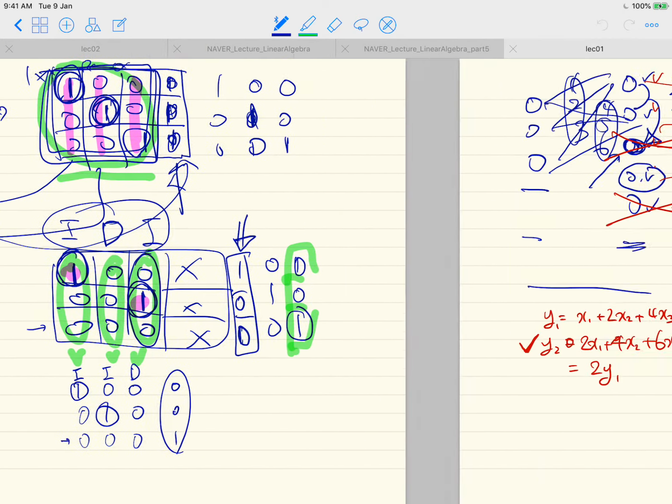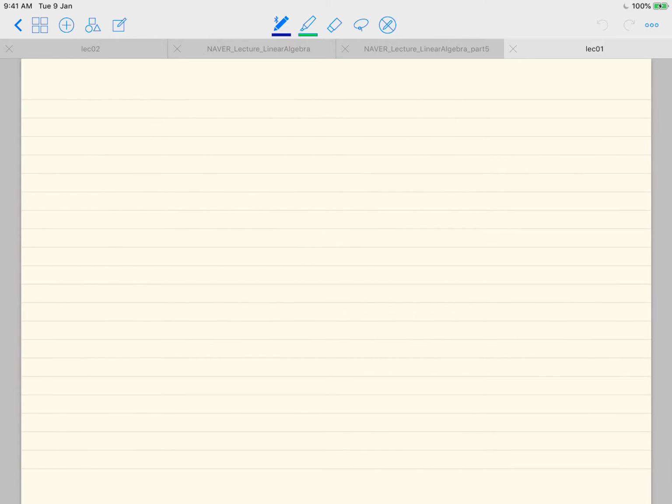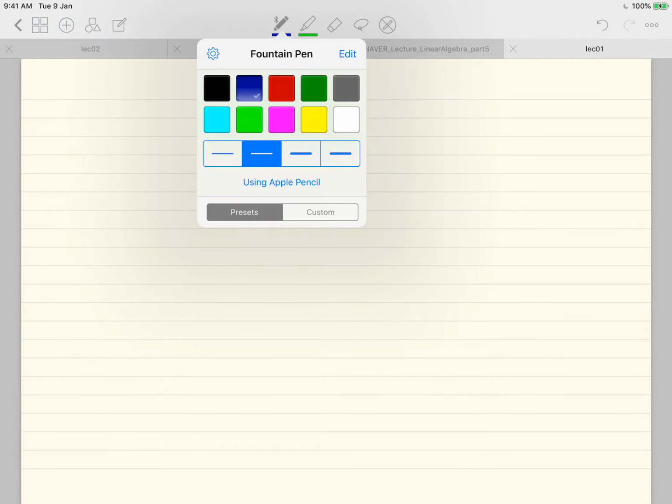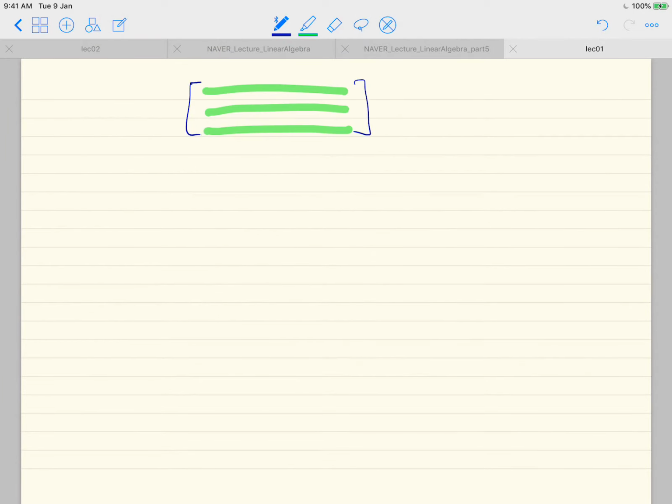Okay, so let me just make it abstract. Suppose we have three columns. I don't even give you the number of columns. We only know that we have a matrix that has 3 rows. And then what about the row interchange between the first and the third row? Can we represent that operation as matrix multiplication?